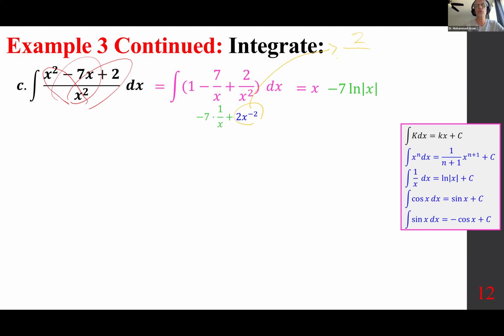Two divided by negative 2 plus 1, x to the power of negative 2 plus 1. Negative 2 plus 1 is negative 1. We have negative 2 x to the power of negative 1, or negative 2 over x, and a constant.